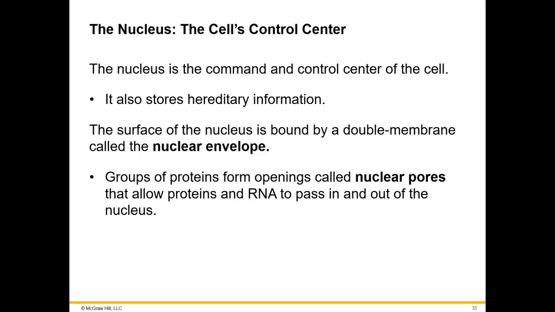As we mentioned, the nucleus is the command and control center of the cell. That's where we're storing all of our hereditary information. And the surface of that nucleus is bound by a double membrane, which we call the nuclear envelope. Groups of proteins will form openings called nuclear pores that allow proteins and RNA to pass in and out of the nucleus.